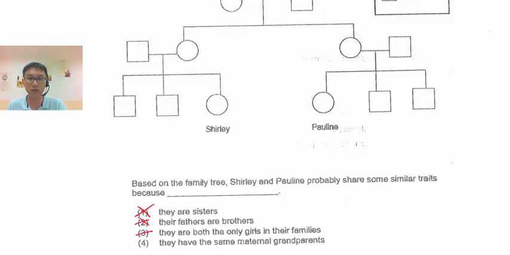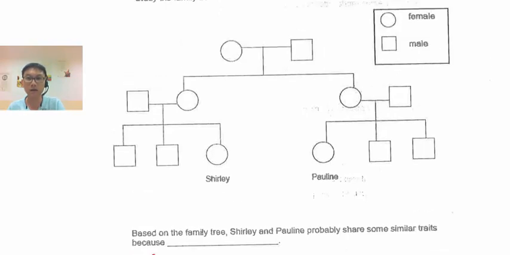No. So we've learned that traits are passed down from parents. I get certain traits because my parents pass them down to me. So obviously it should be 4, but let's verify and confirm whether 4 is the correct answer. They have the same maternal grandparent. Maternal means mother, M for mother. So do they have the same maternal grandparent? Both their mothers come from the same family. Basically their mothers are sisters, and because their mothers are sisters, they have the same parents. So both Pauline's and Shirley's maternal grandparents are the same.